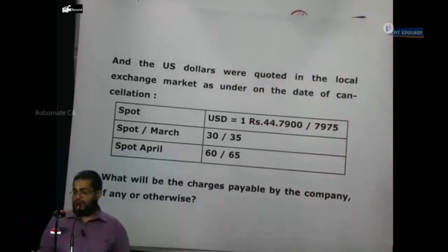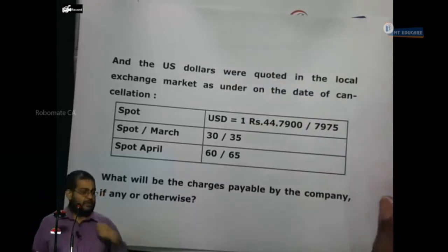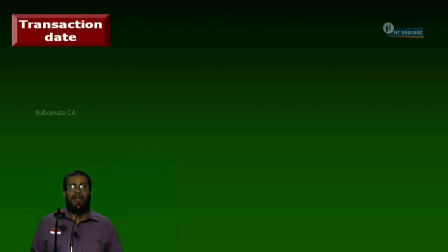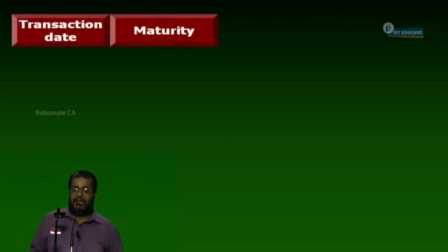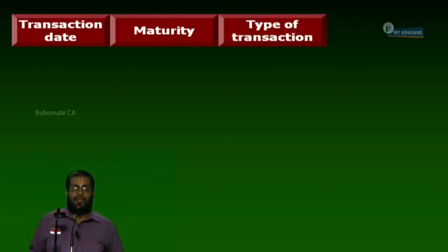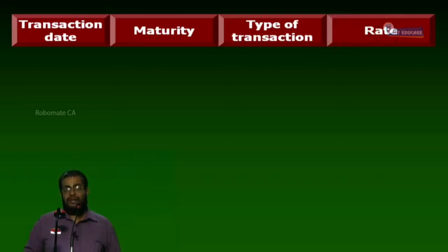Okay. Question number 39. Same column headings. Tell me the column headings here. Transaction date. All of you, please do with me. Transaction date, maturity date, type of transaction, and then rate.